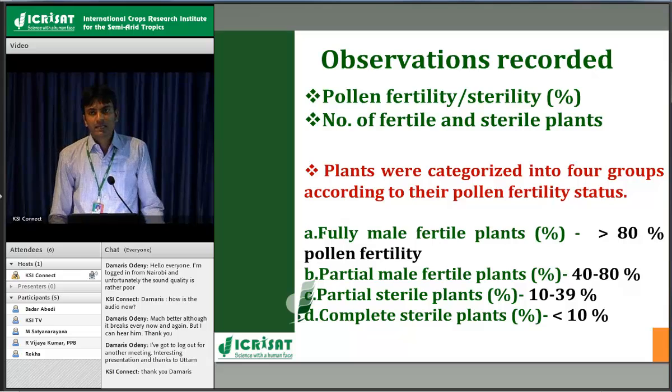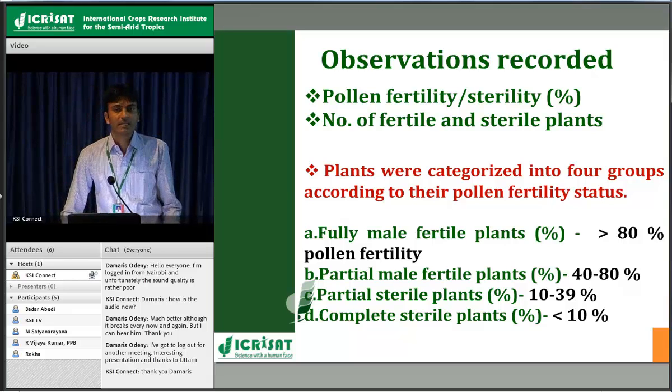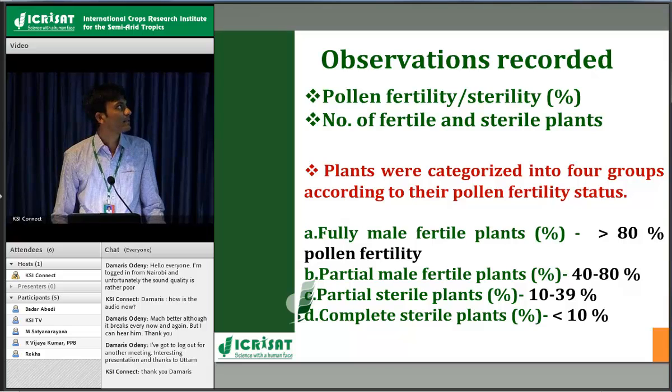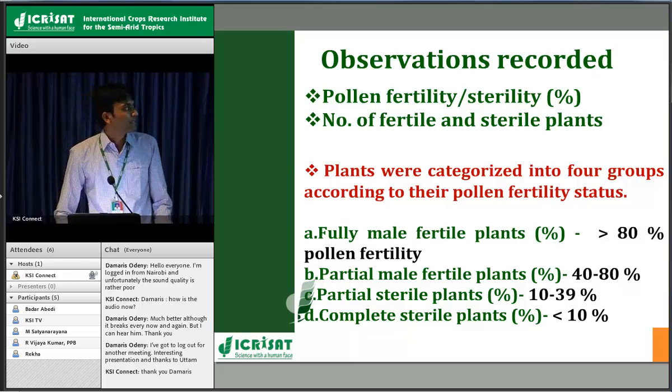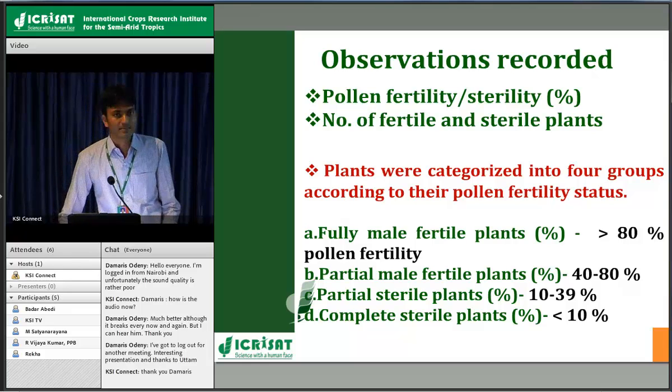Regarding observations recorded, I have to study only the stability of fertility restoration and expression of CMS lines. So only the pollen fertility and sterility status of the CMS lines and hybrids were studied, and the number of fertile and sterile plants expressed by different hybrids and CMS lines were studied. Plants were categorized into 4 groups according to their pollen fertility status. The plants which had more than 80% pollen fertility were considered fully male fertile plants, and the plants which had 40 to 80%, 10 to 39%, and below 10% were considered partial male fertile plants, partial male sterile plants, and complete male sterile plants.